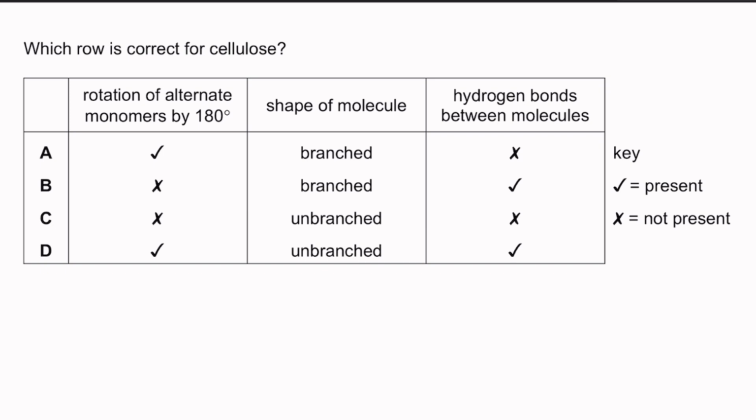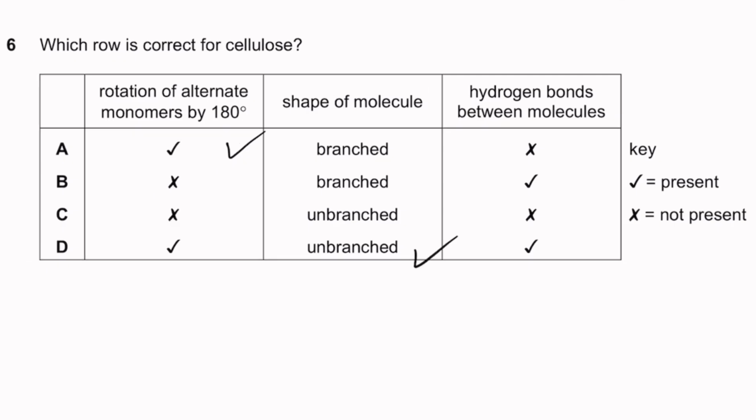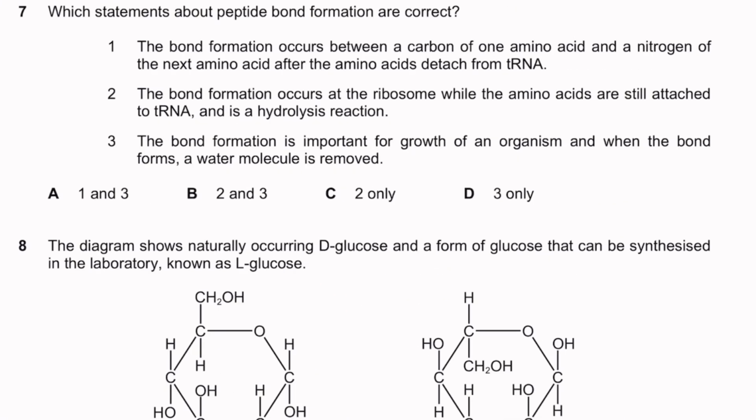Which row is correct for cellulose? Rotation of alternate monomers by 180 degrees. That is actually true for cellulose because of the way beta-glucose is shaped. So yes, that's true. Shape of molecule is branched. Actually, no, cellulose molecules are straight and unbranched. So I would say unbranched. And then hydrogen bonds between molecules, that is true. So that'll be D.